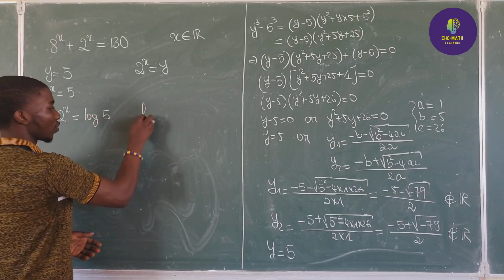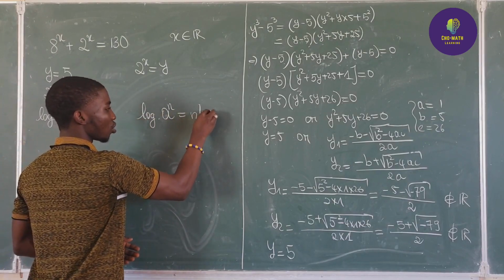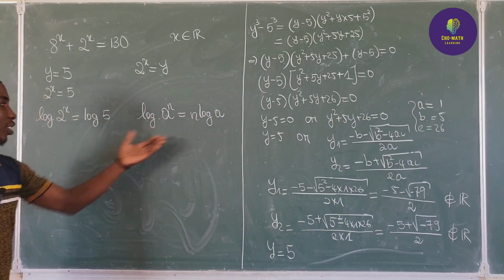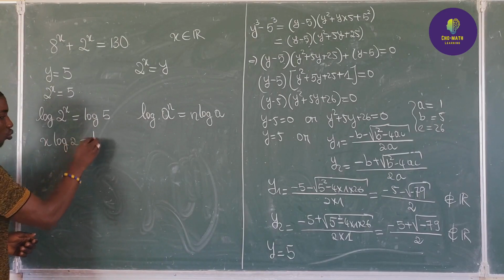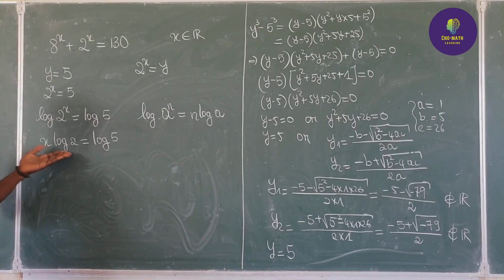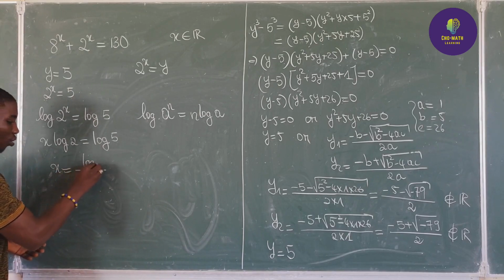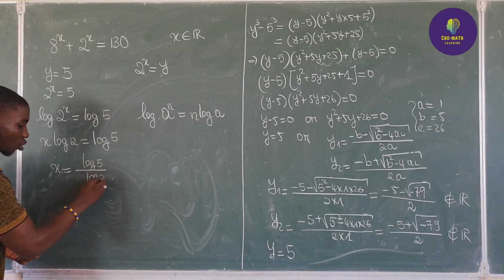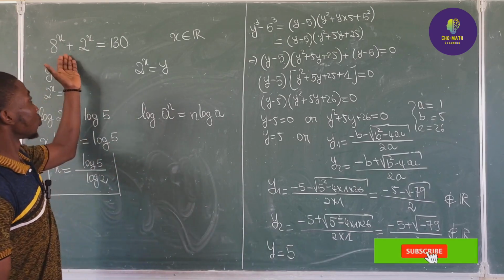We know that the log of a to the power of n is equal to n times the log of a. So I'm going to apply this formula here. So here I have x log 2 equal to log 5. Now log 2 is multiplying this x. So if I need the value of x, I have to send it to the other side. Since it is multiplying here, when I send it, it's going to divide. So x will be equal to log 5 divided by log 2. At this level, we have our final value of x for this equation.